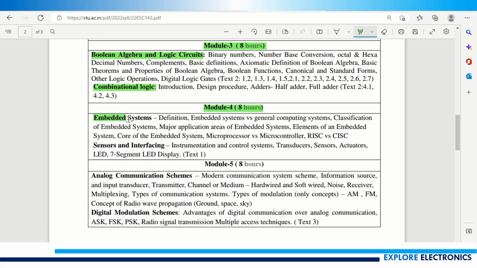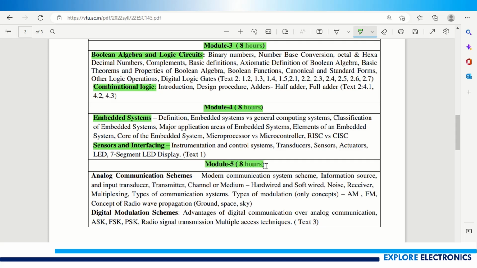Module 4 is again for 8 hours. Embedded system is introduced. In the first chapter, a general purpose system and embedded system classification, and then microprocessor, microcontroller, and the differences between the types of systems are kept. In the second chapter, sensors and interfacing: some concepts related to transducers, different types of sensors, actuators are given, and LED 7 segment display. This is about module 4.